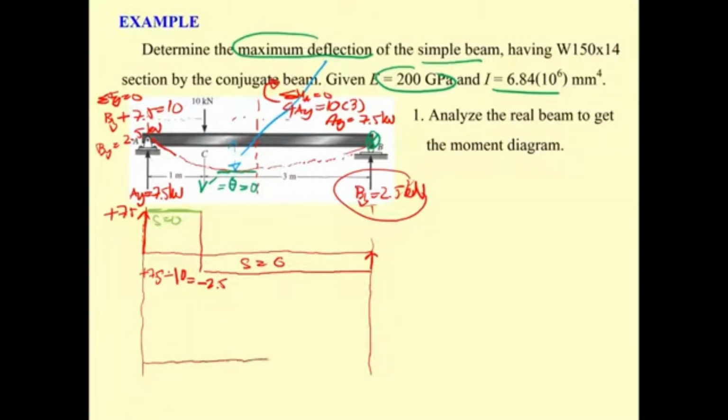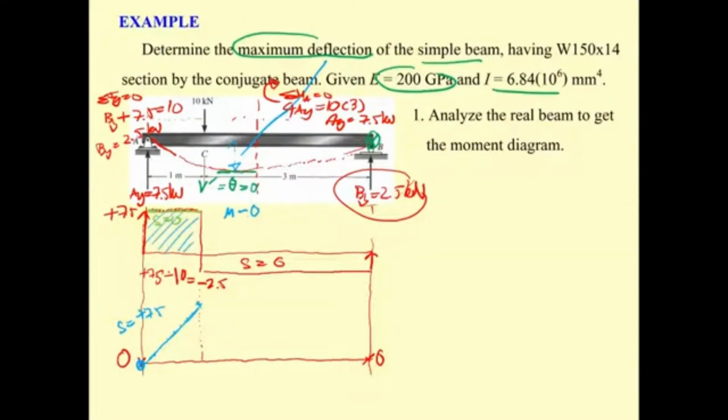For the moment diagram, we go here. The moment here is 0 because it's a pin with no external moment. This is also 0 because it's a roller. When we come over here, the shear here is plus 7.5, so the slope here is going to be plus 7.5. So it's going to step up like this, 7.5, 7.5, 7.5, up until here. And the moment here, minus over here, minus 0, is going to be this.